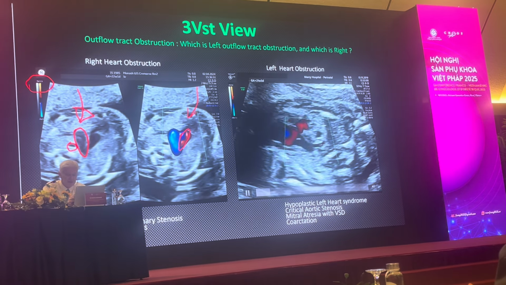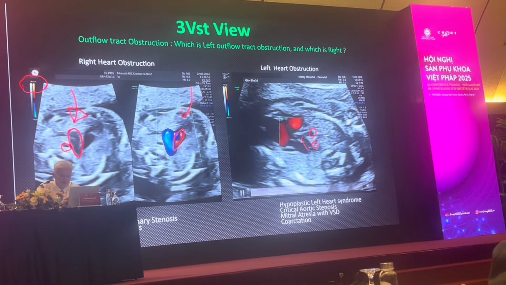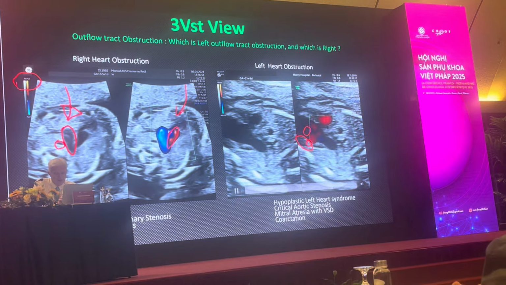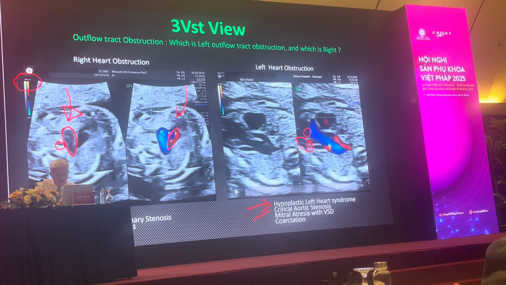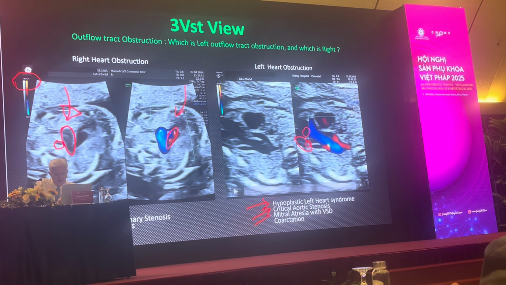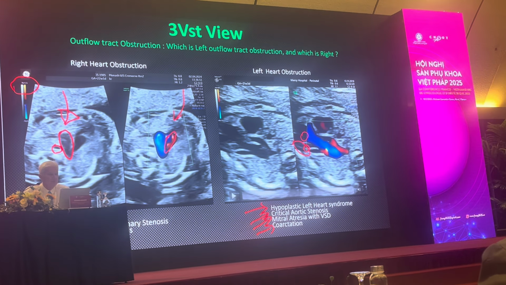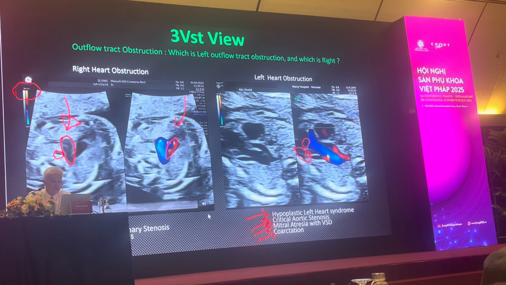When you look at this baby, this is the trachea, this is the SVC, and this is reversed flow along the transverse aorta. This baby will have hypoplastic left heart syndrome, critical aortic stenosis, mitral atresia with VSD, or severe coarctation. So without even looking at the four-chamber view of the heart, you can make the diagnosis.